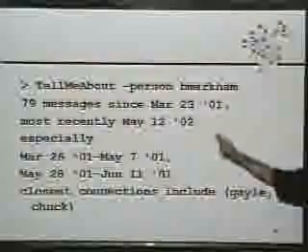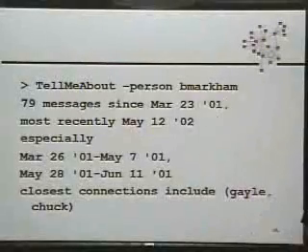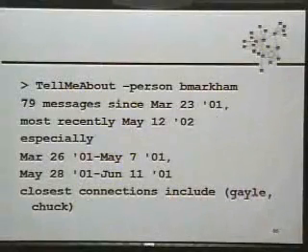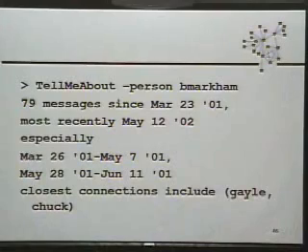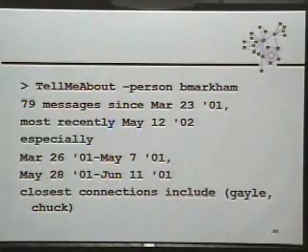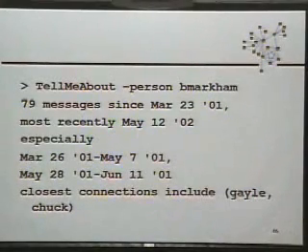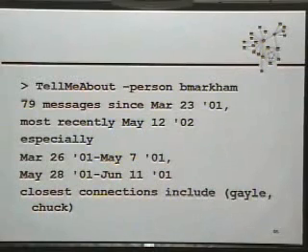a person. So this is asking to tell me about this given person, B. Markham here. Tells you some very basic statistics. I've exchanged 79 messages with them. Our first was on March 23rd, 2001. It gives the most recent message. It gives some of the activity peaks, when we were most connecting. And it gives some of the closest connections, other people who are connected with these. Turns out that this is actually not too bad a first summary.